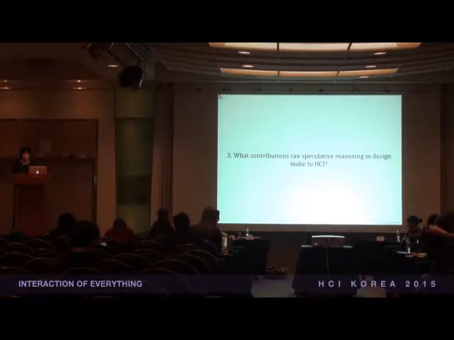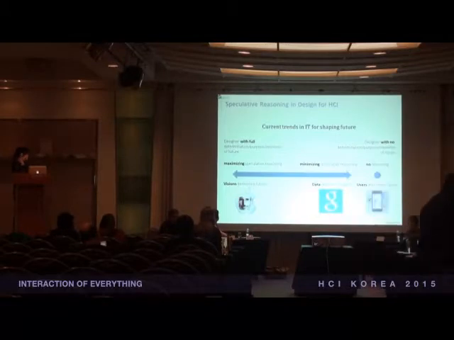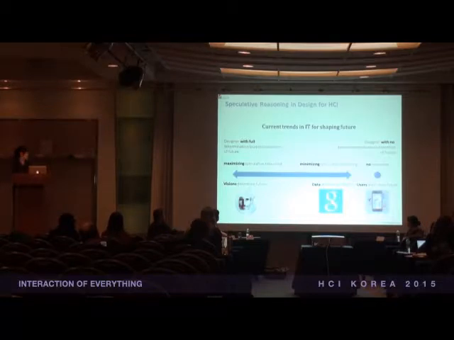Then, coming to the third question about our contributions and speculative reasoning in design to HCI, I used my diagram again. I was thinking about what current examples might be lined up along this spectrum. I think Apple, when it had Steve Jobs, we might position here, where a person like the CEO has a clear vision of what the future should be, and then drives the company to produce this kind of product for the world.